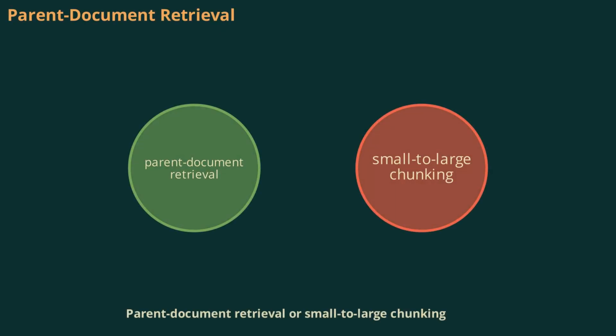Parent document retrieval, or small-to-large chunking, decouples the text used for embedding from the text passed to the LLM. Documents are split into very small chunks for embedding and retrieval, enabling precise semantic matching. Each small chunk maps back to a larger parent context window, which is delivered to the LLM for generation. This strategy improves retrieval precision and generation quality.